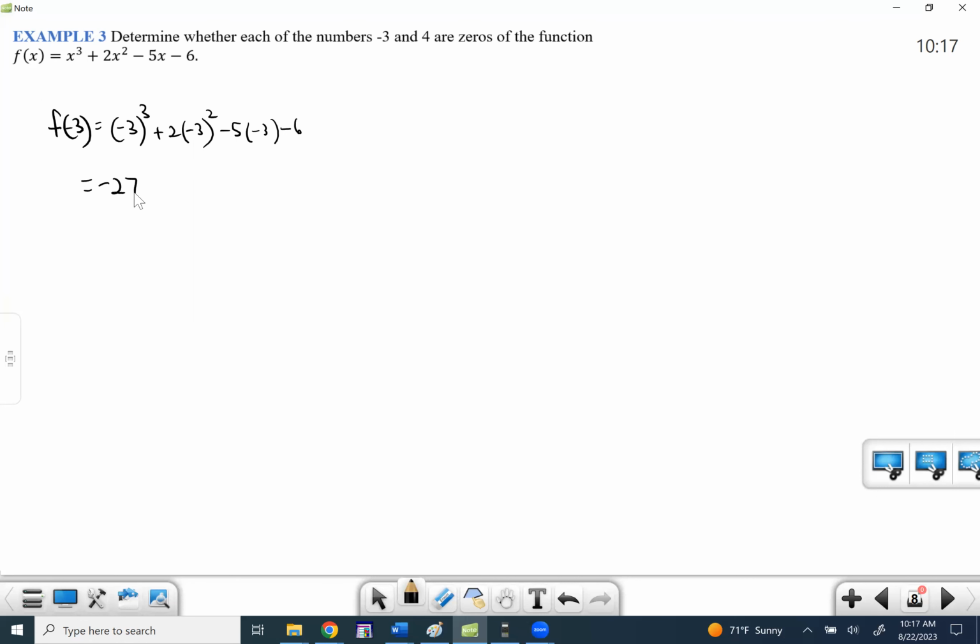Negative 3 times negative 3 times negative 3 is negative 27. Negative 3 times negative 3 is positive 9. Negative 5 times negative 3 is 15. And I like to finish this next line. I like to get all of my positives and all of my negatives, okay? Oops, this should be a positive right here, you guys. A negative times a negative equals a positive. Oof, caught my error.